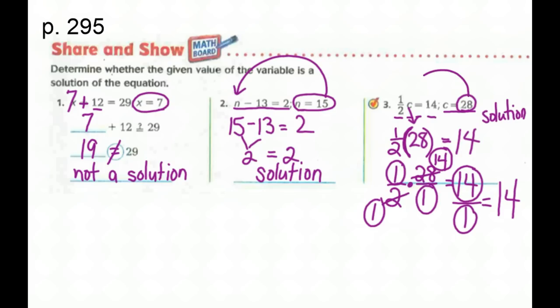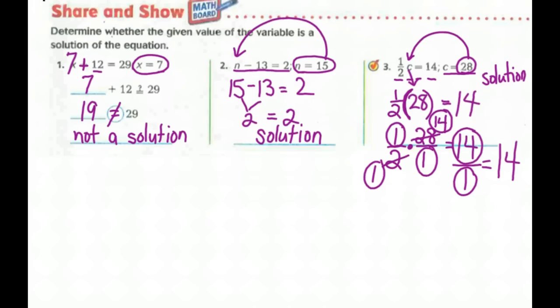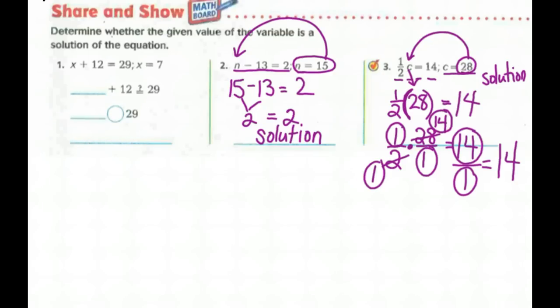28 plugged in for C would be a solution. I'm just going to show you one other way because we will be doing this a little bit differently. So I'm just going to take number 1 and show you another way that we'll be solving these. So I'm going to copy this equation twice, and I'm going to put it in a T-chart.